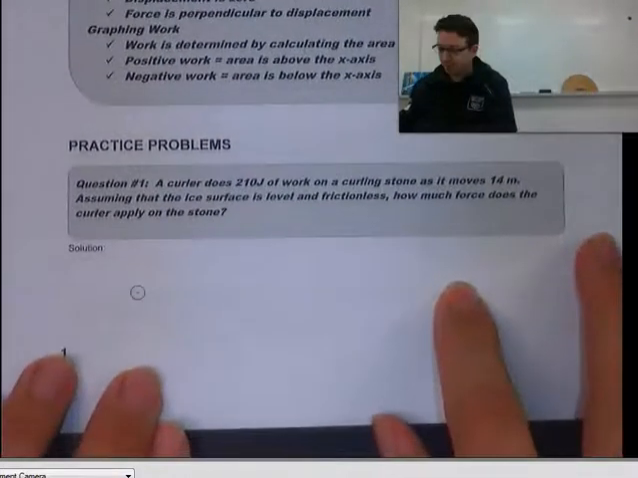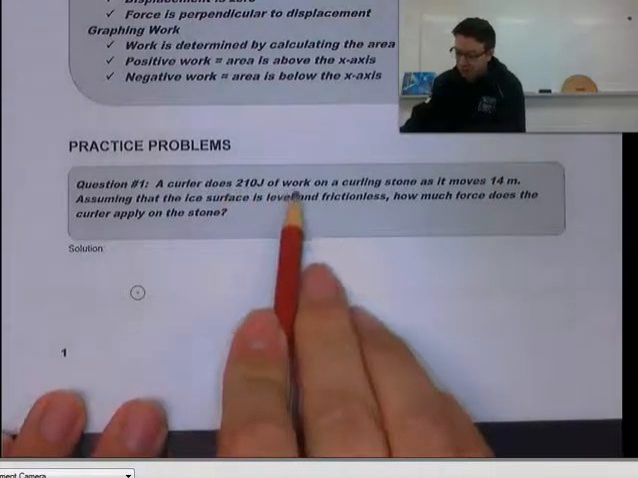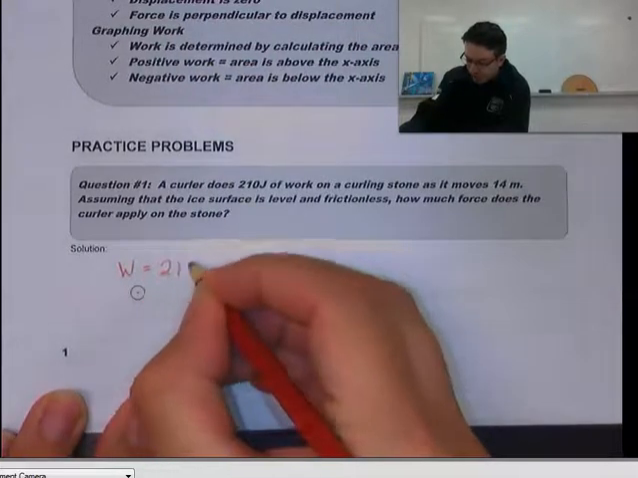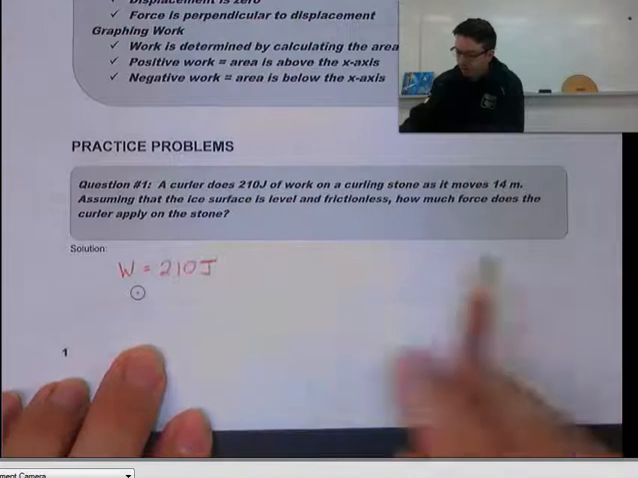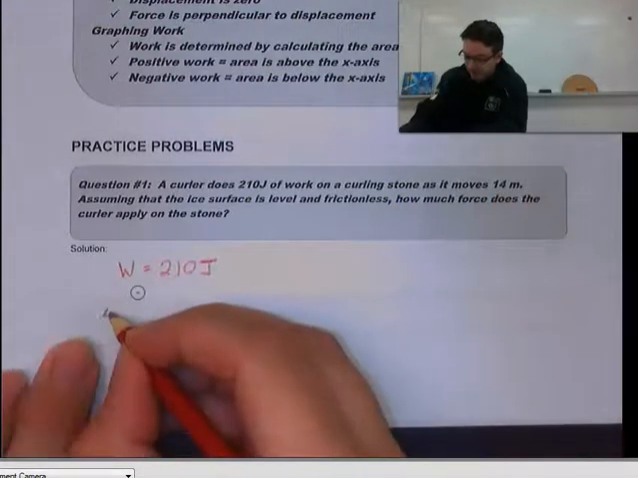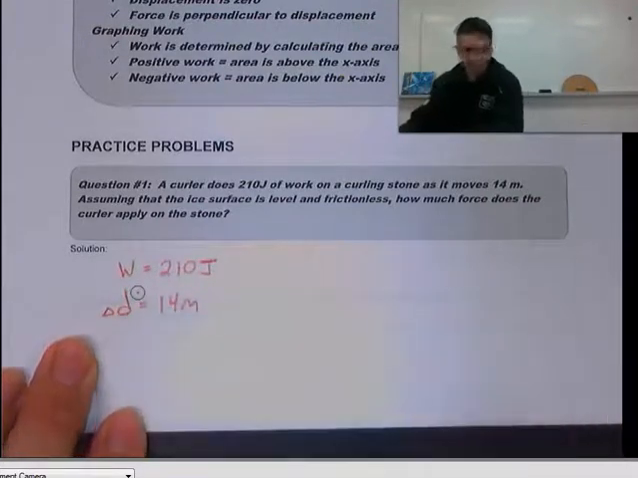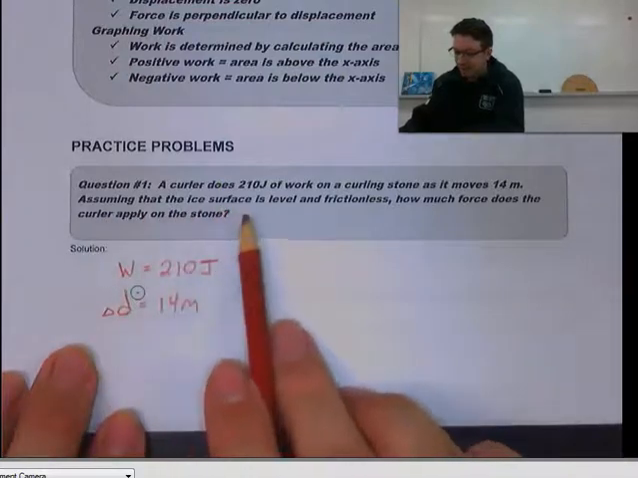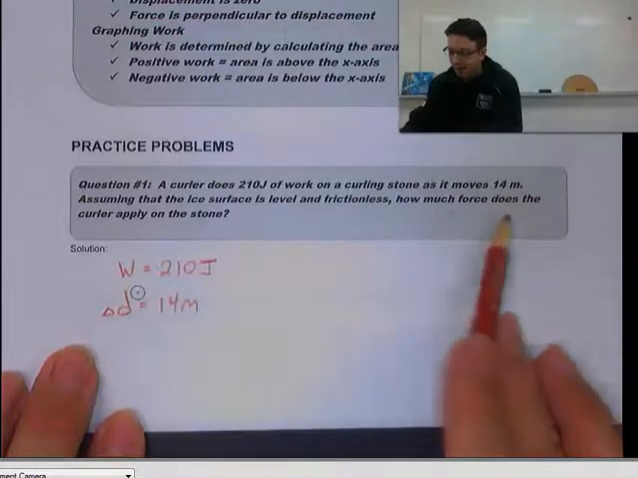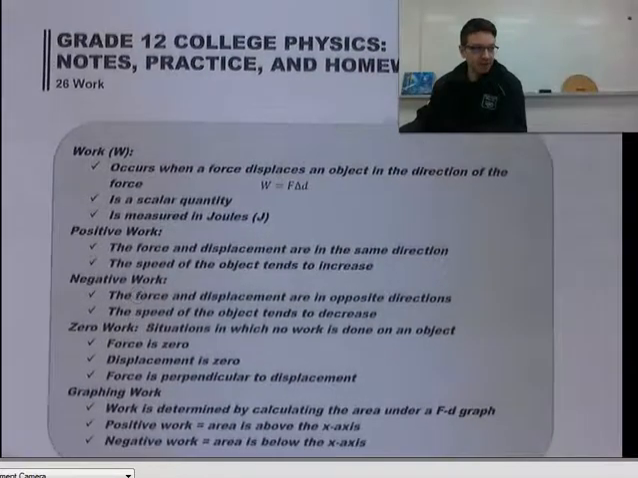Here's our first example. We have a curler that does 210 joules of work. So let's write our givens. Work equals 210 joules on a curling stone as it moves 14 meters. So that's our displacement, 14 meters. Assuming that the ice surface is level and frictionless, so we're going to ignore friction for now, how much force does the curler apply?